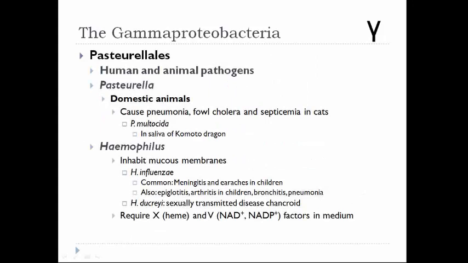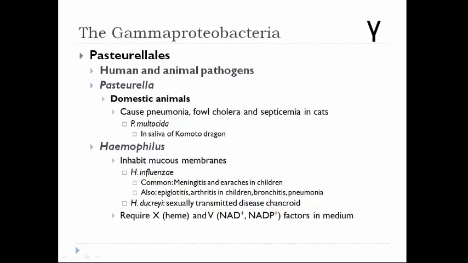Pasteurellas, still in the gamma proteobacteria, are animal and human pathogens. Pasteurella is a disease in domestic animals. It can cause pneumonia, fowl cholera, and septicemia in cats. The probably most well-known organism in this genus is Pasteurella multocida, and it is the organism that's in the saliva of the Komodo dragon that bites you for you to die or get very, very ill very quickly.